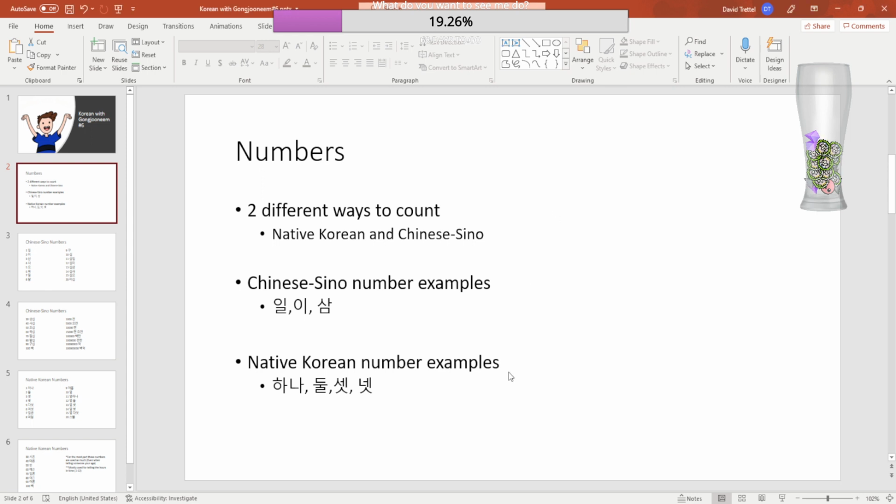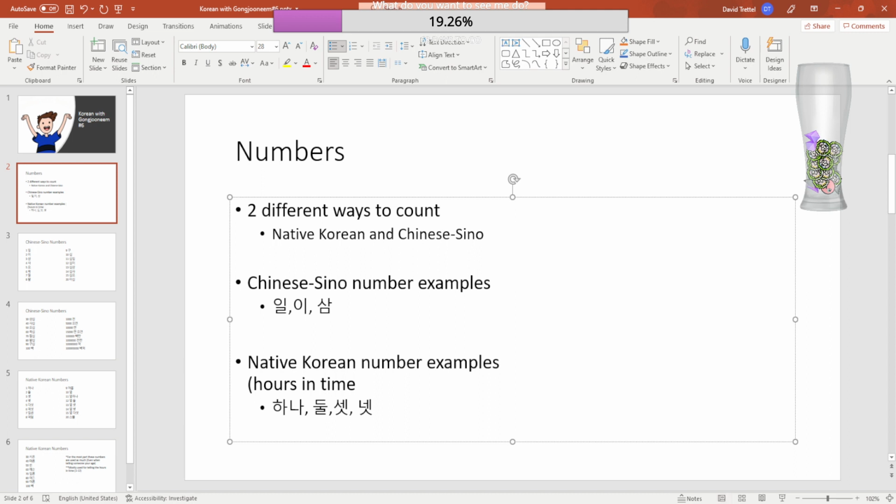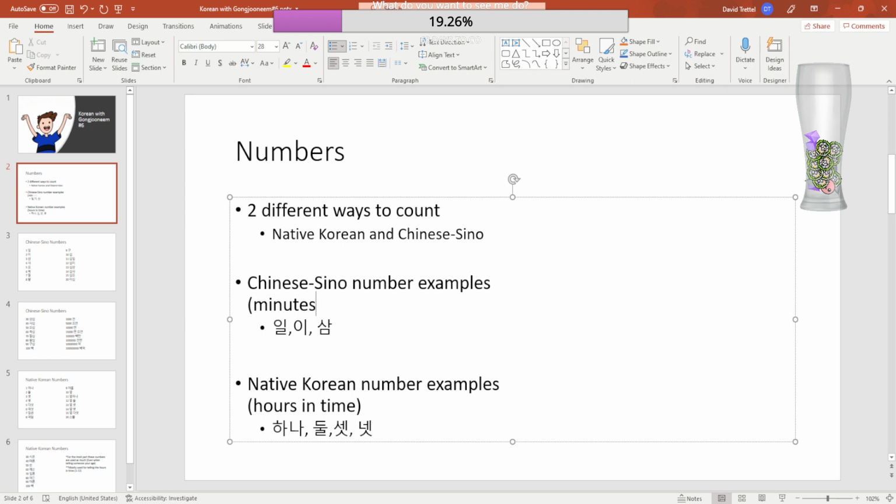And actually, I want to write that down as well. So, okay. Hours and time. And then this one is the minutes.